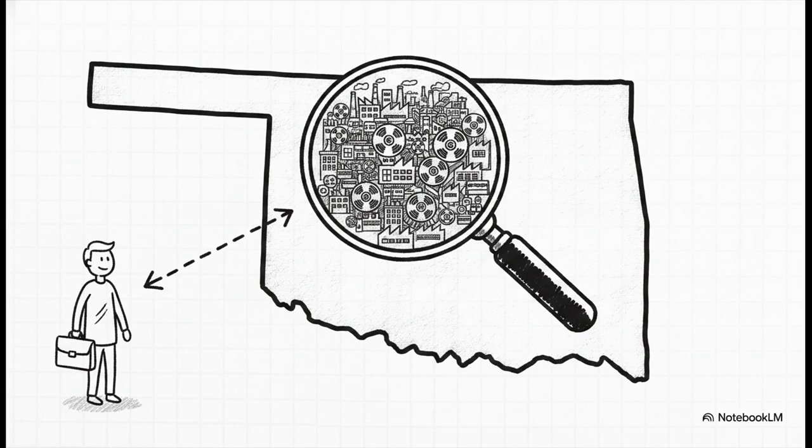Let's look at what this actually looks like in reality. Take the 2008 employment figures out of Oklahoma. In the northwest region of the state, magnetic and optical media manufacturing had a location quotient of 12.61.